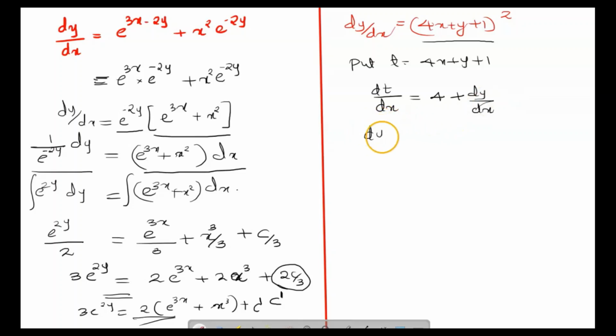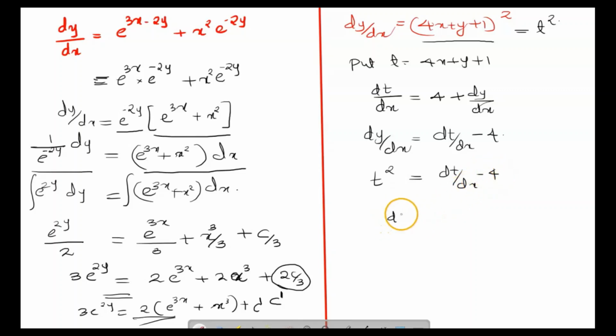So we get dy by dx is equal to dt by dx minus 4. That is dy by dx. We have dy by dx is equal to this one, that means what we call t, so this is t square. So dy by dx is t square. Now t square is equal to dt by dx minus 4.